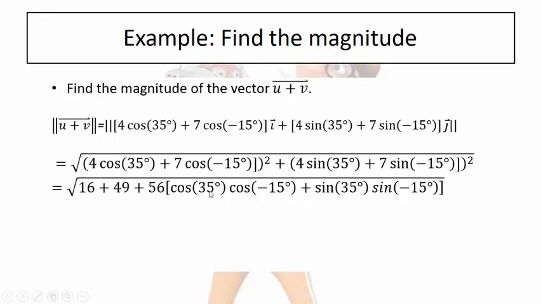Now if you'll look at that, because this was given to us in terms of cosine and sine, we can actually simplify this part right here. You might pause the video and think about that. I see a cosine, cosine, sine, sine, and it's a plus. So that makes me think of the difference angle for cosine. So 35 minus negative 15. So that is actually cosine of 50 degrees.